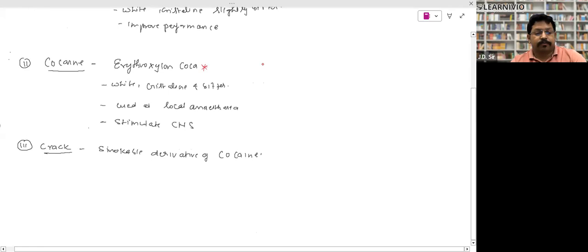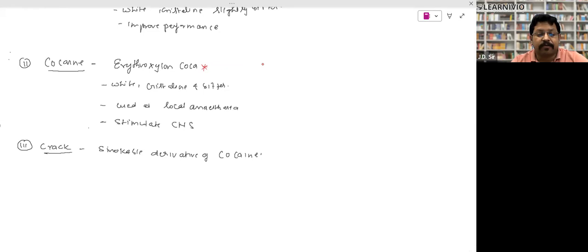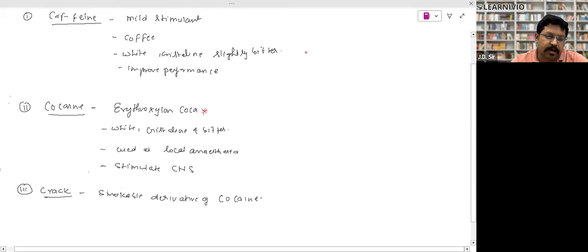Cocaine, from where is it extracted? This question has been asked. Cocaine is extracted from Erythroxylon coca. It is white, crystalline and bitter. It is used as local anesthesia. It stimulates the central nervous system. And the third one is crack. Crack is a smokable derivative of cocaine. Clear? Stimulant?